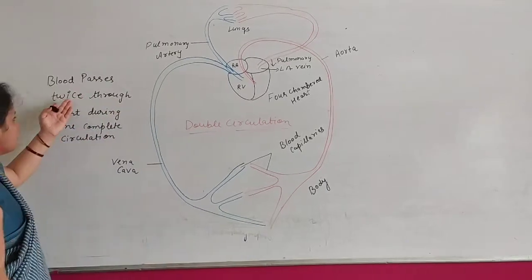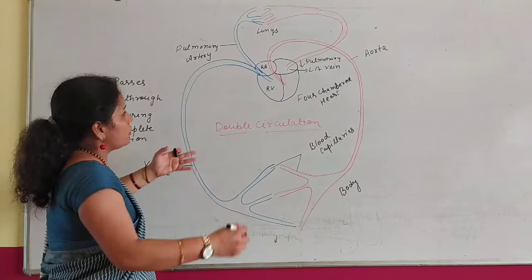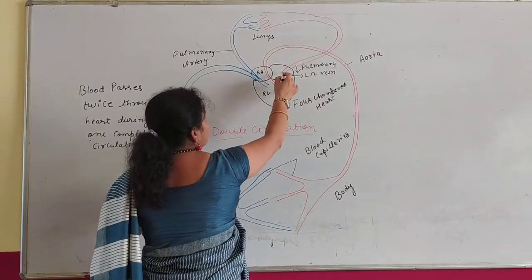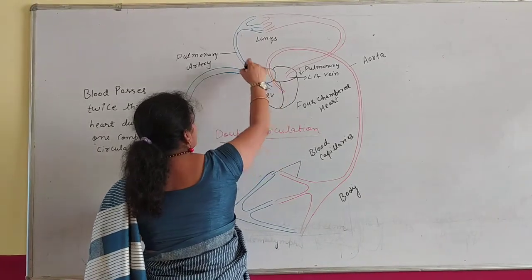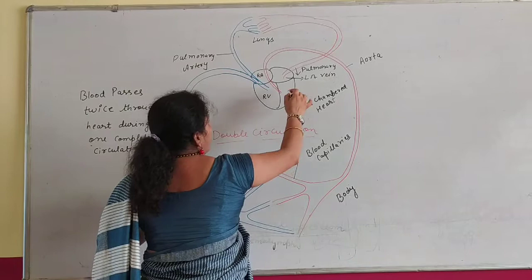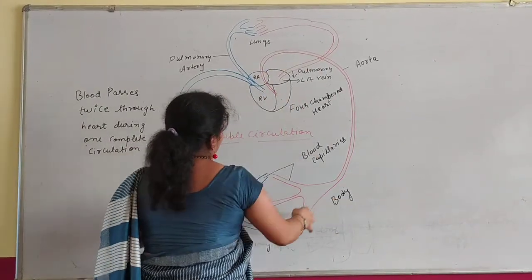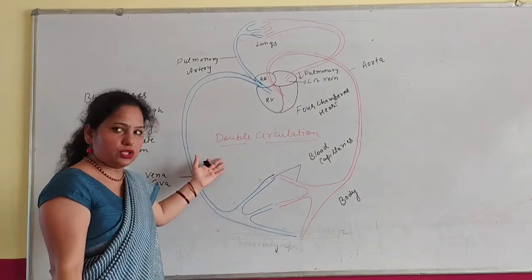So blood passes twice through the heart during one complete cycle. How does it pass twice? Firstly, from the right ventricle it passes to the lungs, and from the left ventricle it passes to the body. So by this you can understand double circulation. Thank you.